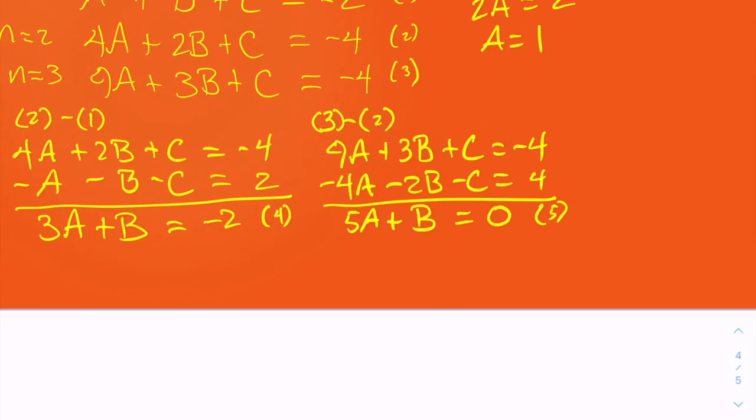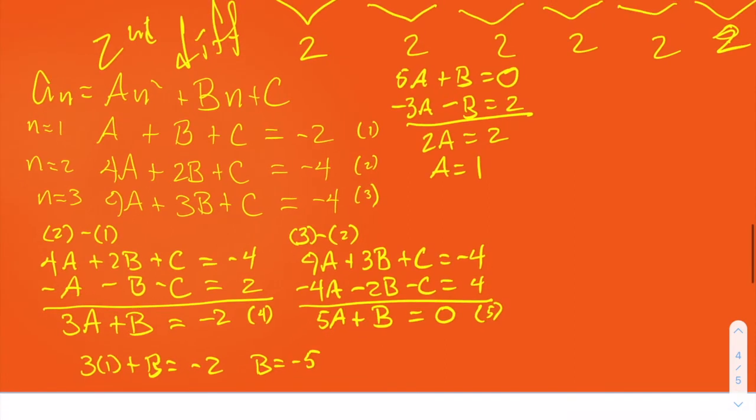Well, that's going to be easy enough down here. We'll call that 3 times 1 plus b equals negative 2. And so that means that I can subtract 3 from both sides, and that gives me b is equal to negative 5. So if b is equal to negative 5 and a is equal to 1, I could just use equation 1 and say 1 plus negative 5 plus c is equal to negative 2. Well, I can combine 1 and negative 5 and get negative 4, and add 4 to both sides and get c is equal to 2.